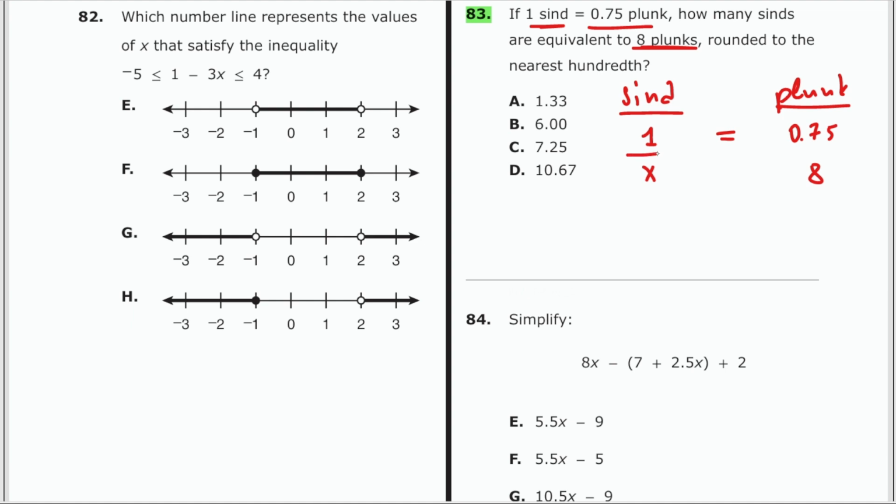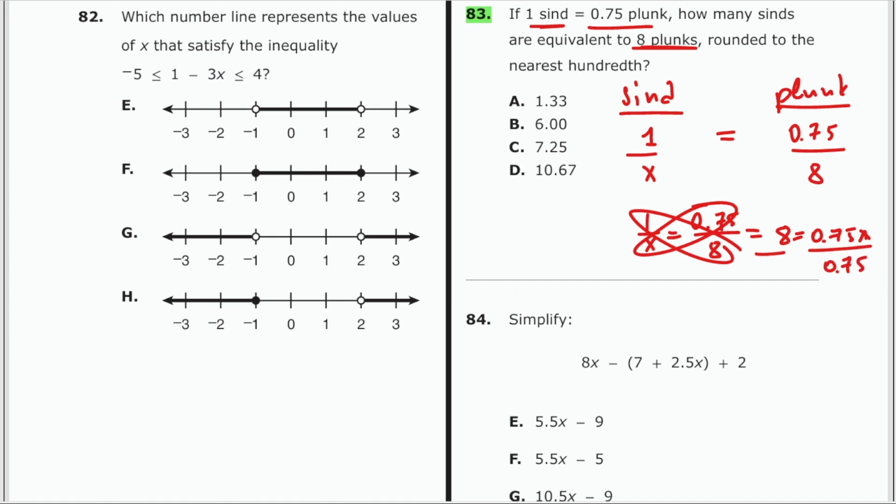So what we do is we do the division. So 1 over x is equal to 0.75 over 8. And from here on, let's do the cross multiplication. So we get 8 is equal to 0.75x. And of course, to solve for x, we simply divide both sides by 0.75. And those will get cancelled. So you're just left with x, which is equivalent to 8 over 0.75.